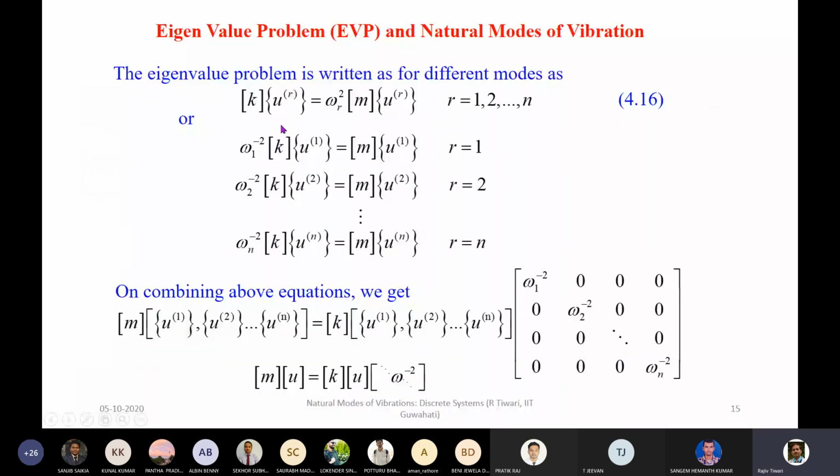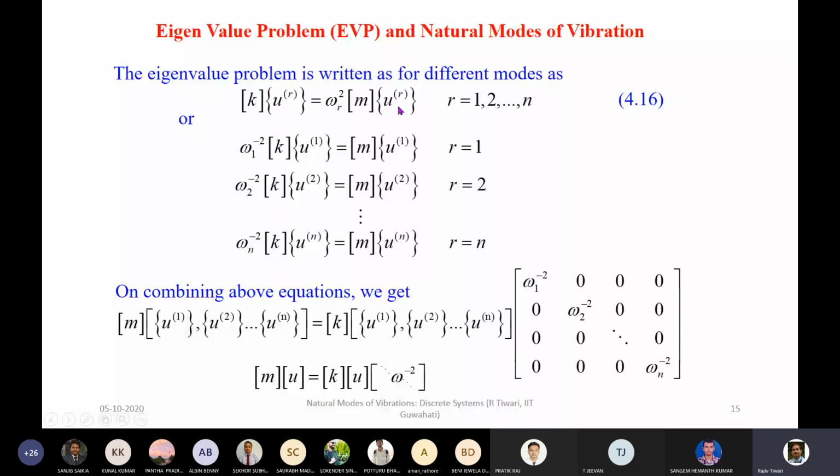So that particular eigenvalue problem, which we have defined earlier, if we take, let us say, the rth natural frequency, then omega square will take the omega r square value, and this eigenvector will be u raised to r. So this eigenvalue problem has been written for one of the modes, because when we solve this, we get the solution omega r and u r. If we substitute back in this equation, it should satisfy if it is the solution. And this r can take values from 1 to n.